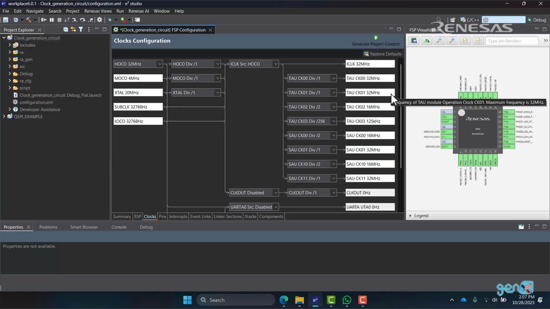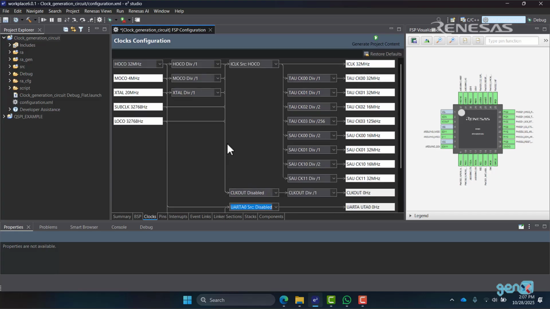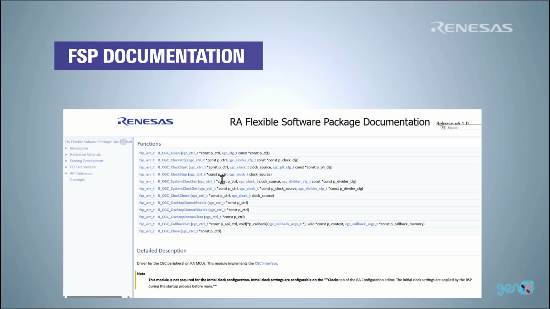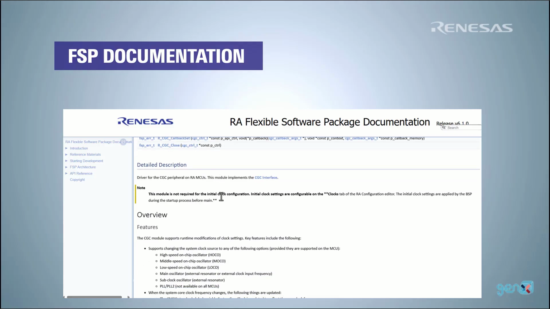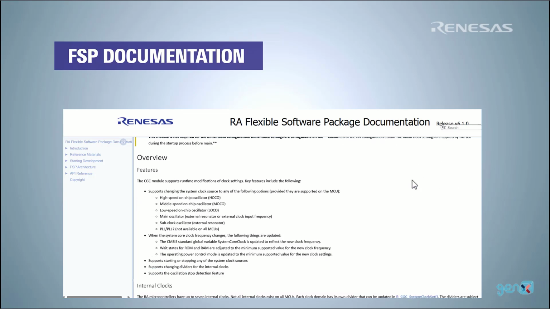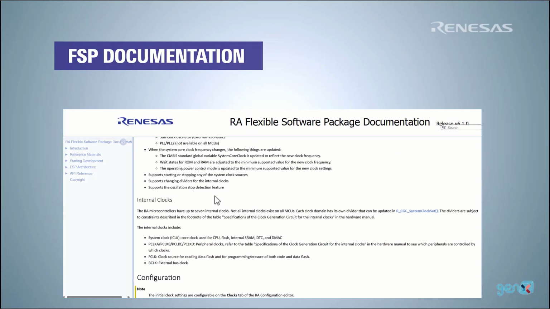Initial clock sources for different peripherals and timers are defined in the Clock tab. If you open the Clock tab here, you can observe different dividers and settings related to the source clock. These settings will be initialized at the bootloader stage. Now click on the Stacks tab, then click on this information icon to open the FSP documentation. Initial clock settings are defined in the Clock tab. These settings are initialized during the startup process before the main function gets called.